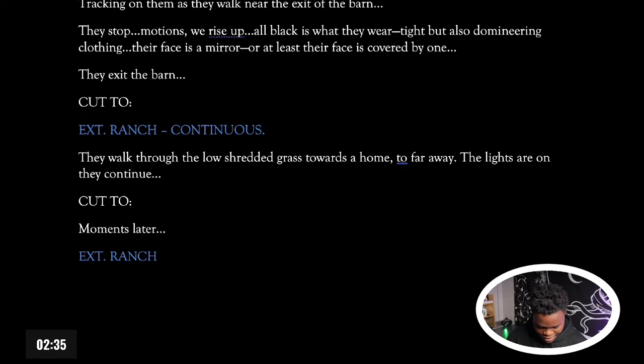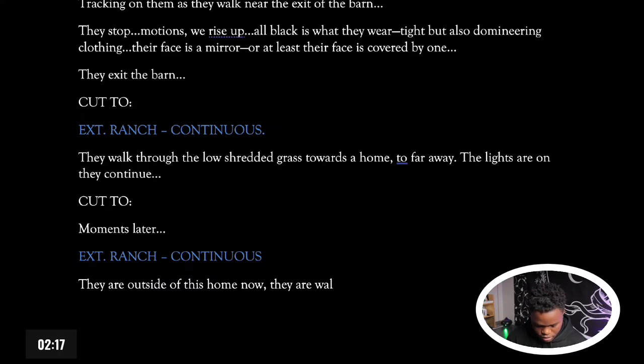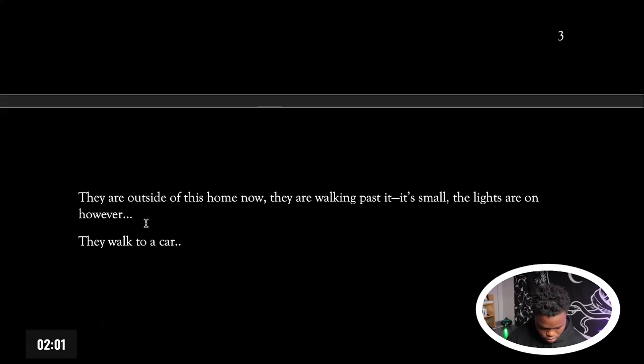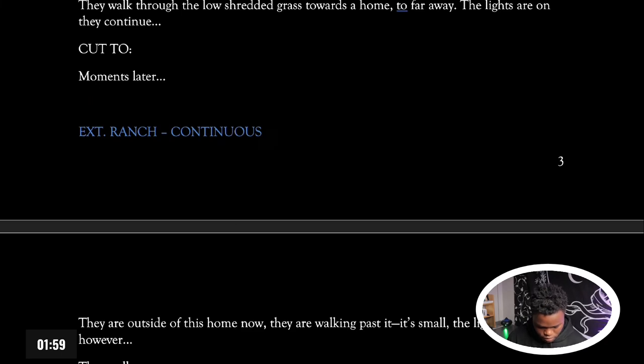exterior ranch, containers, they are outside of this home now. They are walking past it. It's small. They walk to a car. Or maybe moments later, extreme continuous.